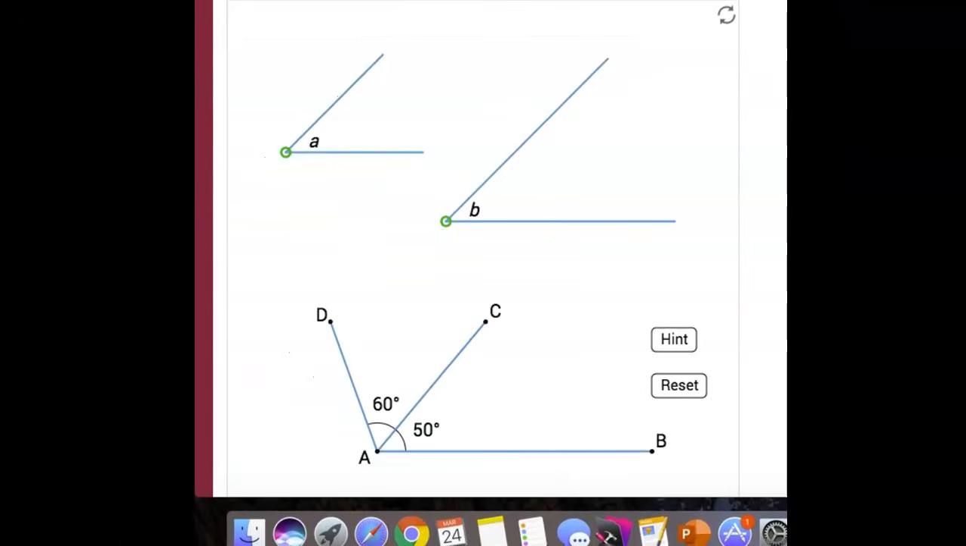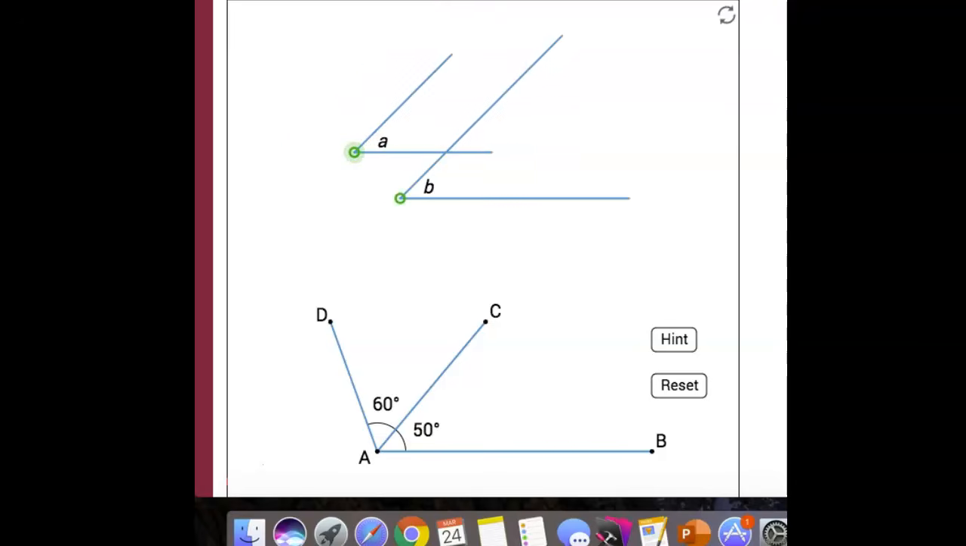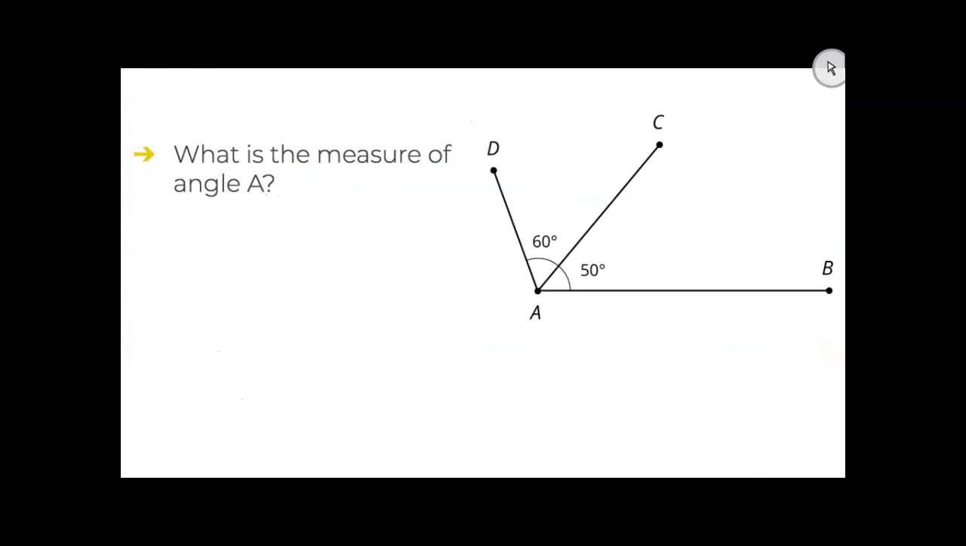are longer, but when we're looking at angles, we're just looking at the amount of turn that happens, and angle A and angle B actually happen to have exactly the same amount of space in between the sides. So angle A and angle B are the same size angle. All right. If I ask you, what is the measure of angle A? What would you say?